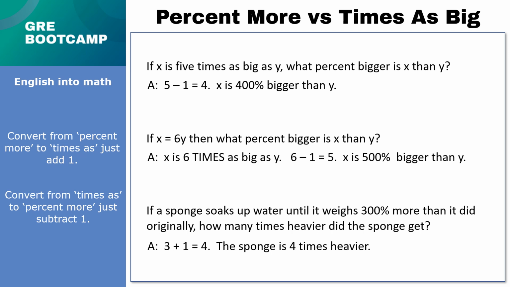On the third one, we're told that the sponge soaks up water until it weighs 300% more. We've got to go from percent more to times heavier. In that case, we add 1. So 3 plus 1 is 4. The sponge is now 4 times heavier than it was.